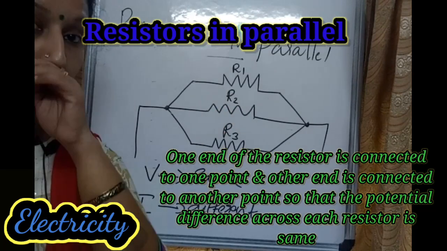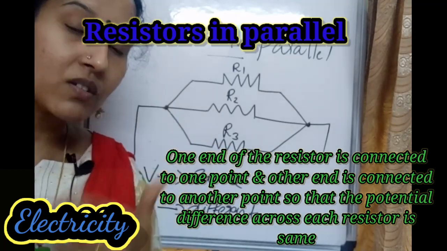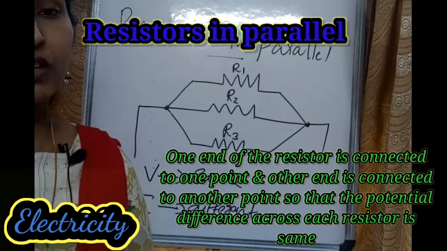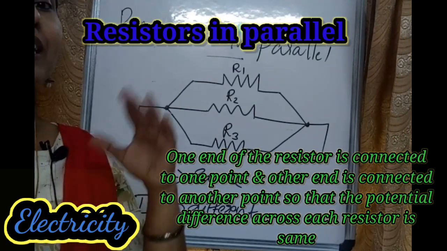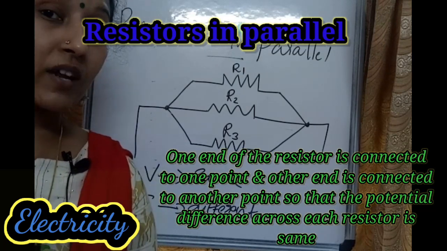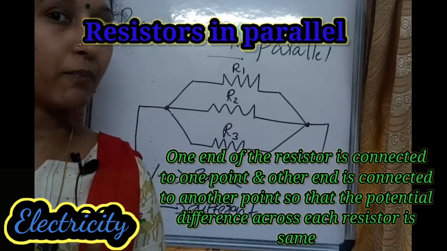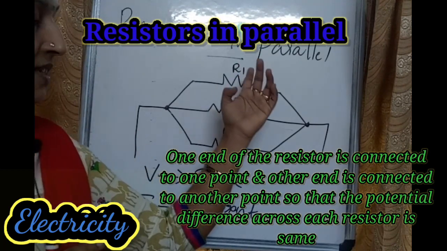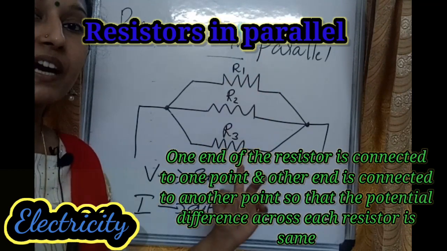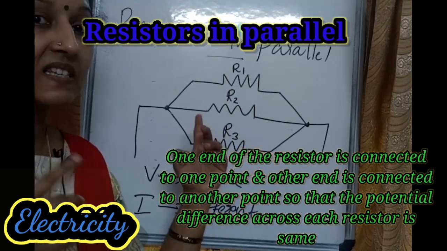So why are these connected in parallel? Because if we connect these resistors in parallel only, we get an equal potential difference. So if one end of the resistor is connected to one point and another end is connected to another point, the potential difference across each resistor is same and equal to the applied potential difference. That means R1 is parallel to R2, R2 is parallel to R3. These three are connected in parallel and the potential difference across each resistor is same.